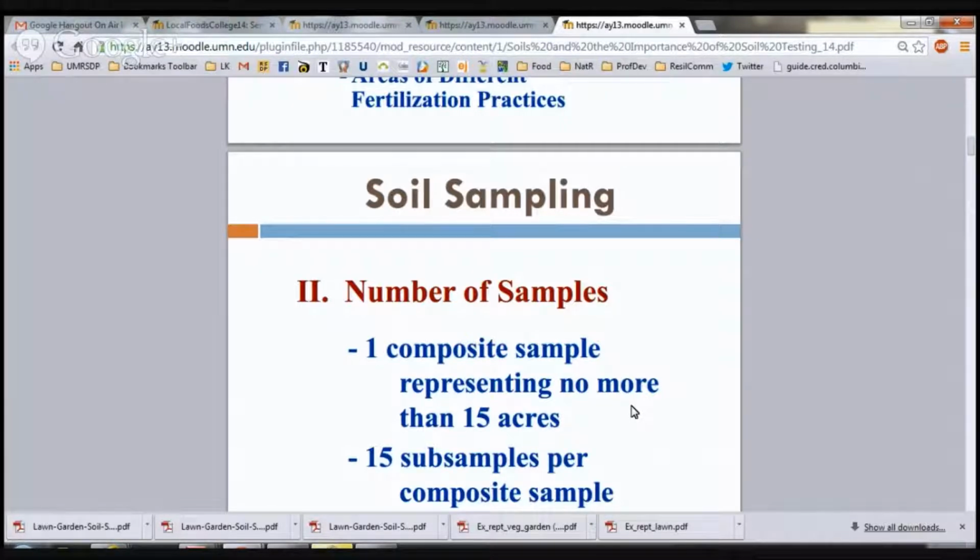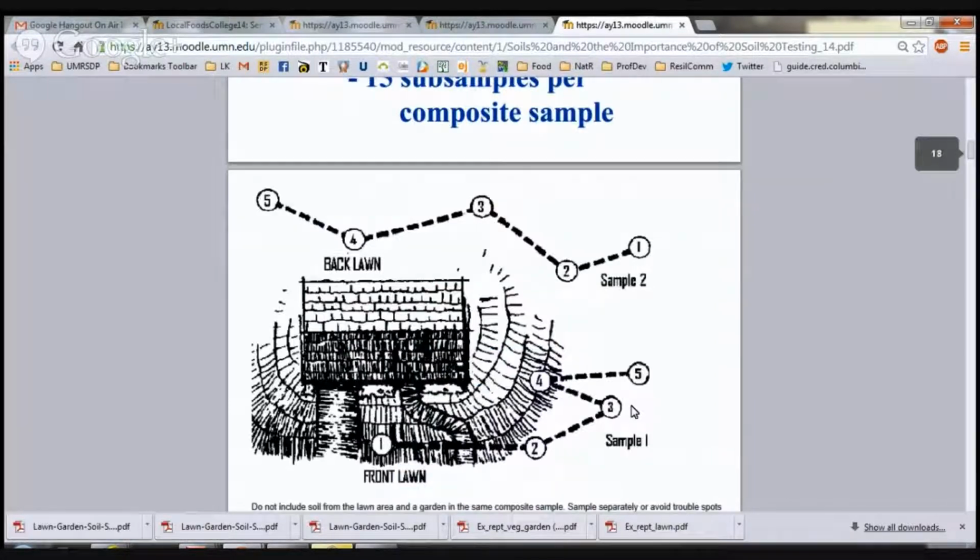that's pretty big. But keep in mind, you're usually taking 12 to 15 subsamples, or what we refer to as cores, and then mixing those up, and that becomes your composite that goes into the bag or the container, depending on the soil testing facility. That one sample that you're paying $17 for.